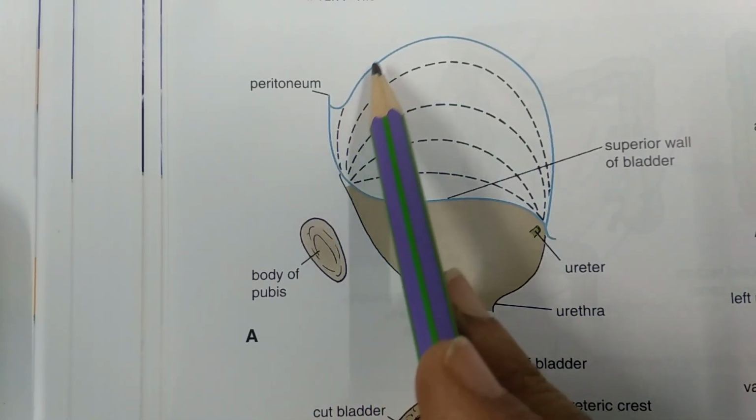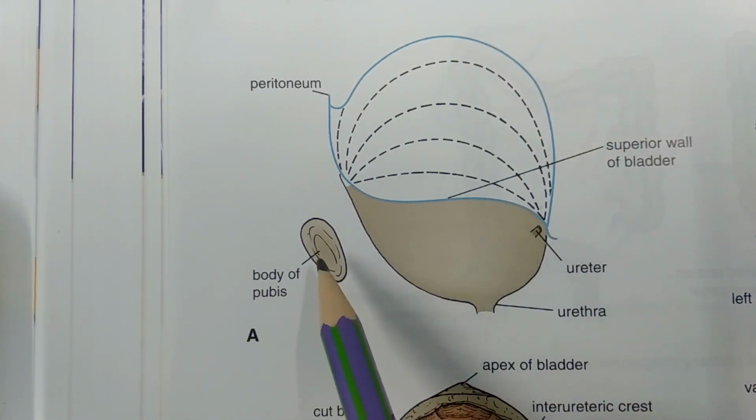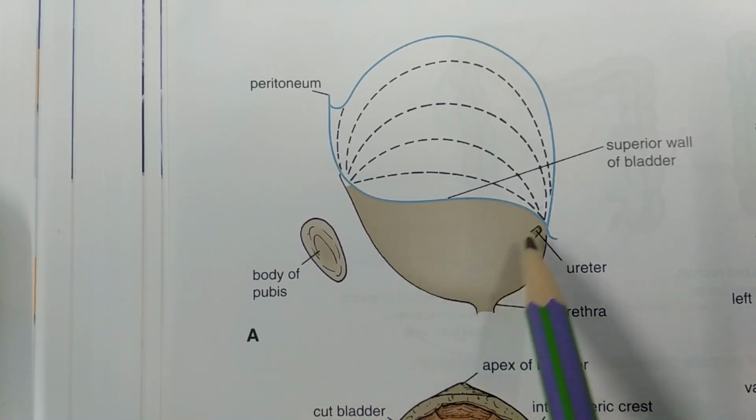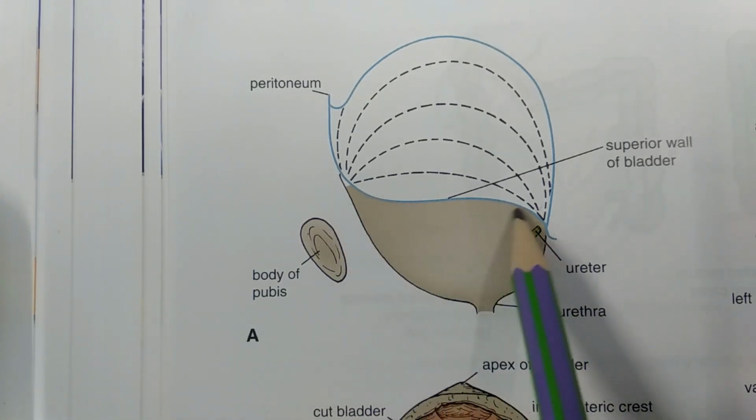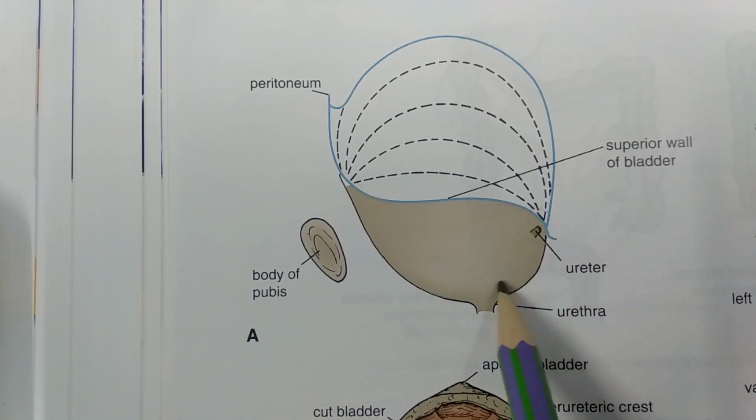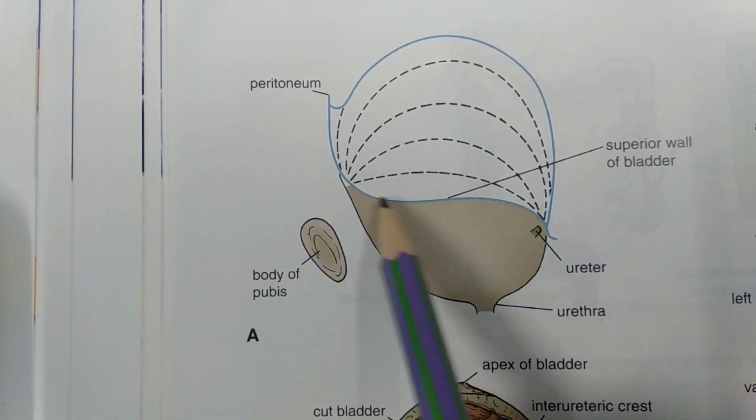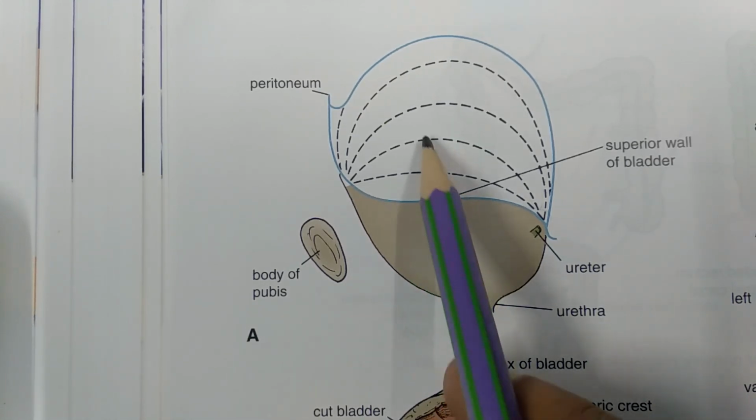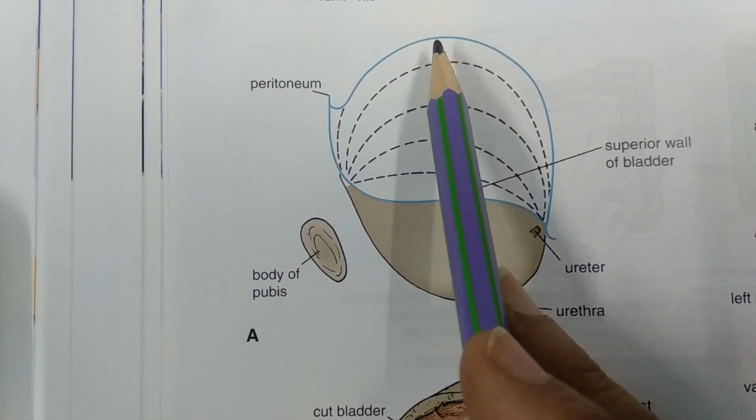Here this is showing the uplifting of the peritoneum. This is the body of the pubis, and here are the openings of the ureter. This is the urethra and this is the bladder. When empty, it looks like this, and when the urine amount increases, the upper or superior wall goes up into the hypogastric area.